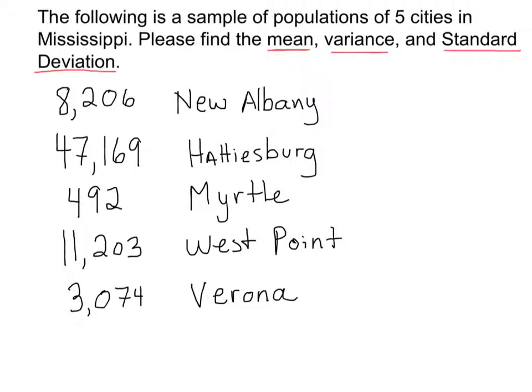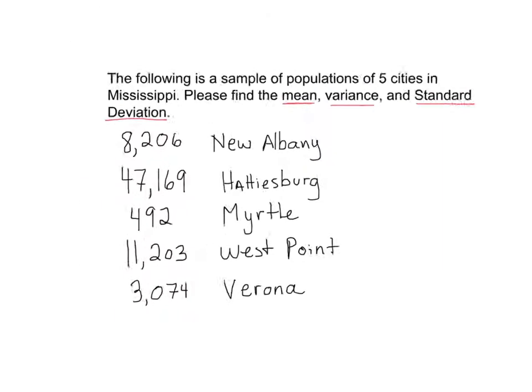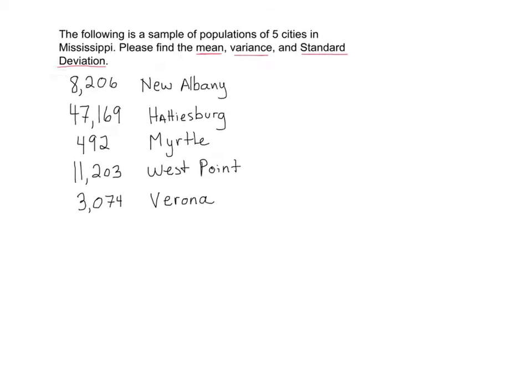So on this problem, what we want to be able to do is let's read it. The following is a sample of populations of 5 cities in the state of Mississippi. Please find the mean, variance, and standard deviation. Now, mean is the average. And this is not all the cities in the state of Mississippi. This is a sampling of just 5 of them.